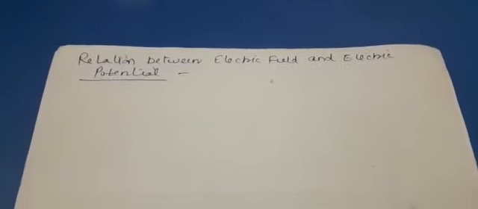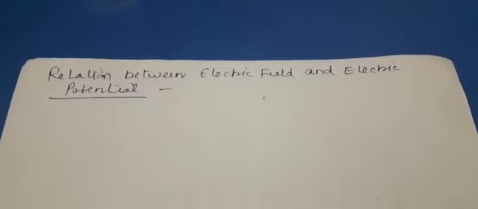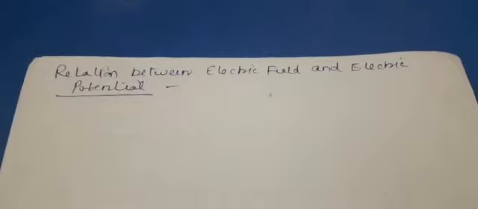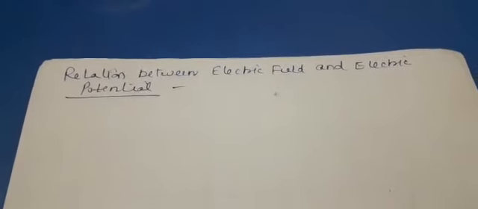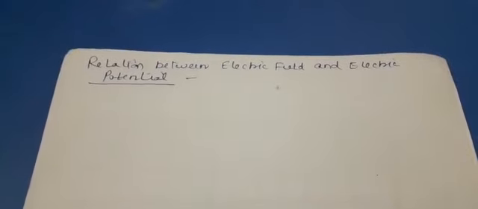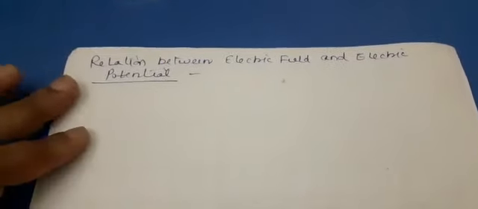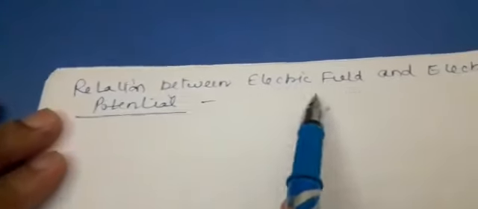As we have introduced the concept of electric field and electric potential, today we will establish a relationship between electric field and electric potential. This is important from a derivation point of view as well as an applicative point of view. Many conceptuals and numericals can be solved with the help of it. Let me start. The topic is relation between electric field and electric potential.